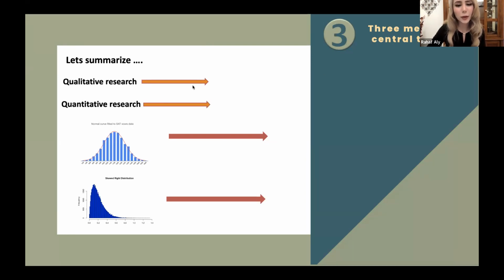Okay, quantitative research, what should we use? Yalla, 5 seconds. 5, 4, 3, 2, 1. No. Okay. So for quantitative, we can use either the mean, median, and sometimes the mode.